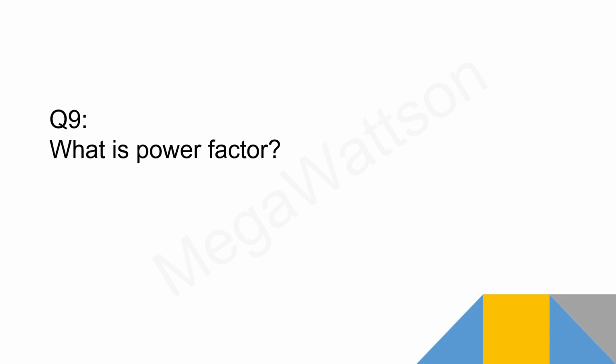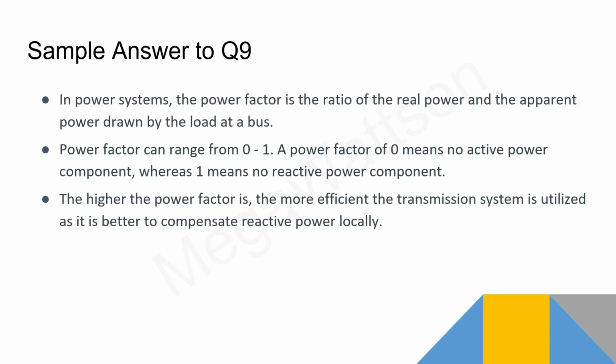Question number 9. What is power factor? In power systems, the power factor is the ratio of the real power and the apparent power drawn by the load at a specific bus. Power factor can range from 0 to 1. A power factor of 0 means no active power component, whereas a power factor of 1 means no reactive power component. The higher the power factor is, the more efficiently the transmission system is utilized, as it is usually better to compensate the reactive power locally.